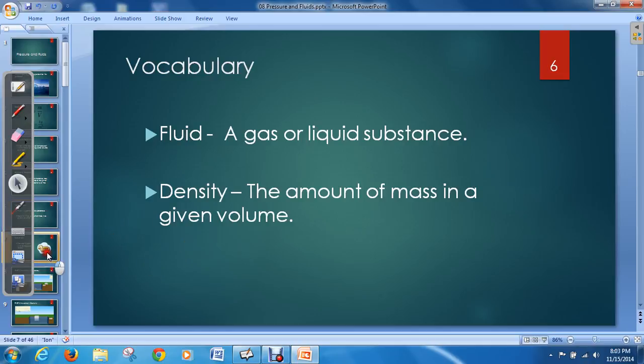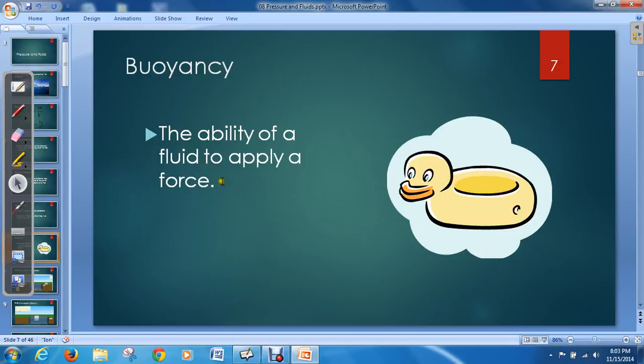All right, so let us move on to buoyancy then, which is the ability of a fluid to apply a force, right? So you have a rubber ducky in a bathtub, right? The water is pushing on the rubber ducky. Okay, it is pushing up with a force, right? That water is applying a force to that object. That is buoyancy. Okay, and again, this counts for all fluids. So gases have buoyancy as well.